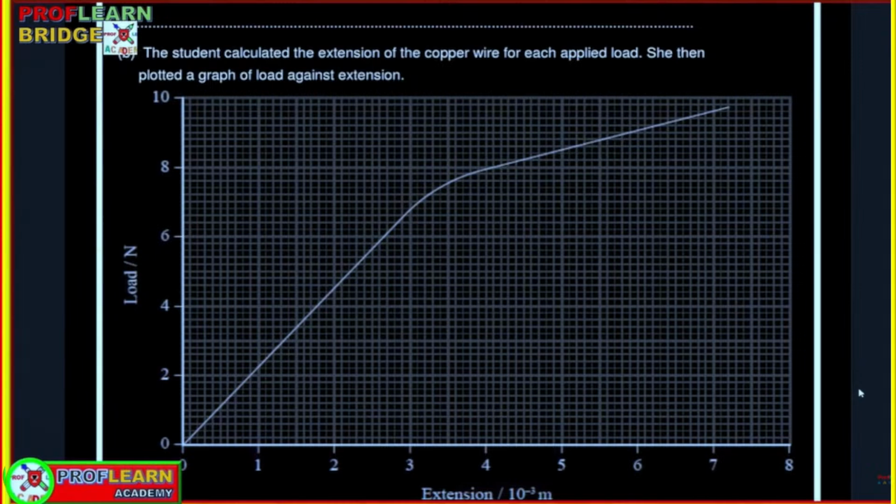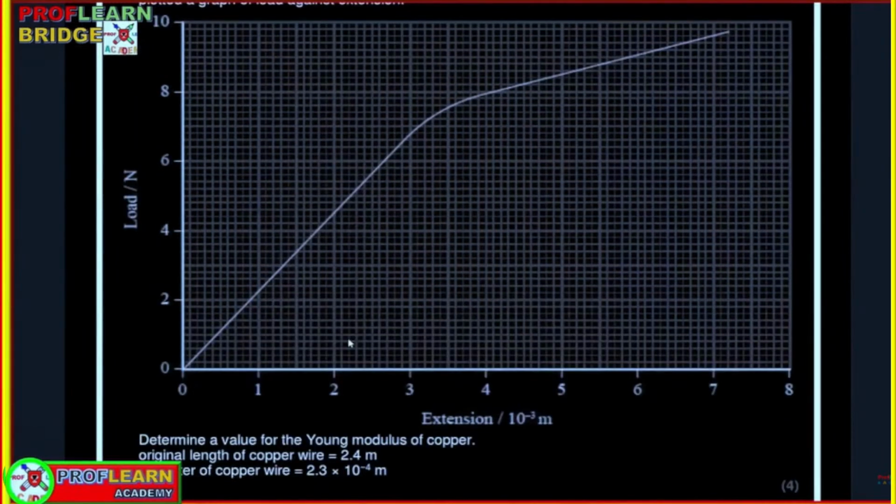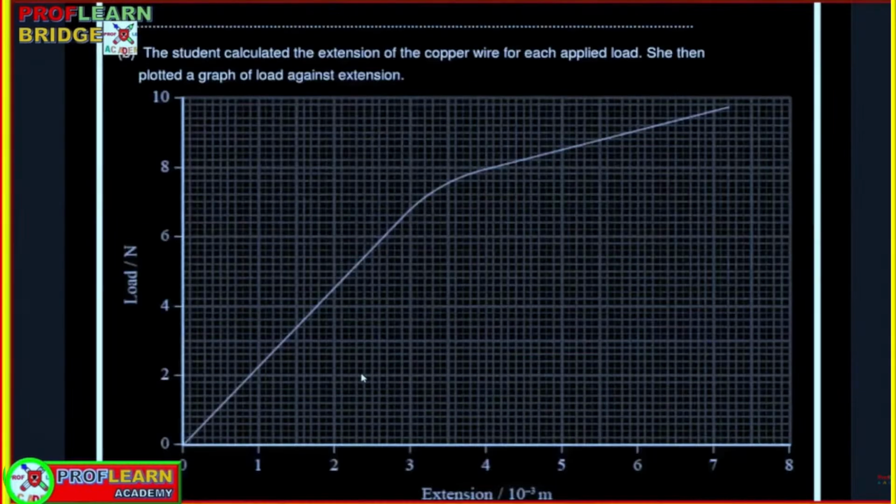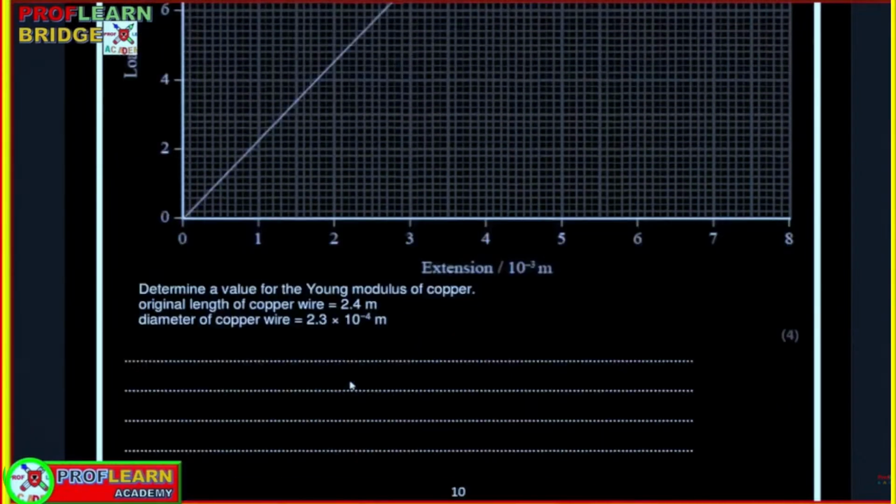Average, the mean value of the diameter for accuracy. Still, we have another question here whereby we are told the student calculated the extension of the copper wire for each applied load, and she then plotted a graph against extension. Right, so we are supposed to determine the value of the Young's modulus of copper if the original length of copper was 2.4 meters. Yeah, 2.4 meters. And also we were given the diameter there. But for us to do that, we know that the diameter of copper is 2.3 times 10 to the power negative 4 meters. So the first thing that we ought to do is what?